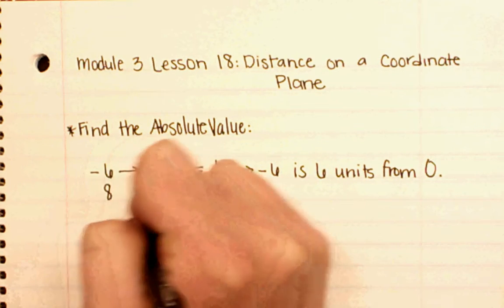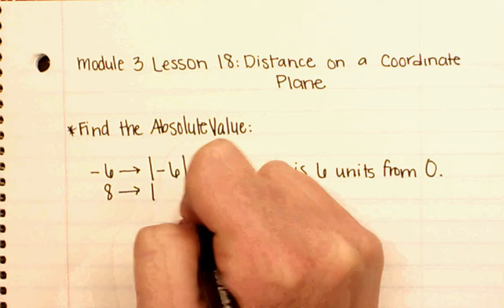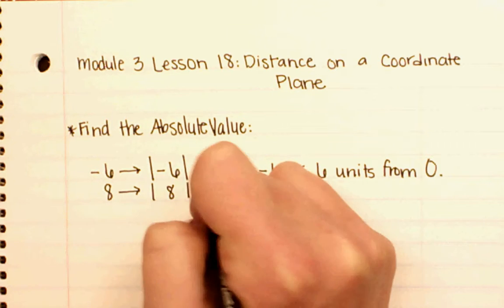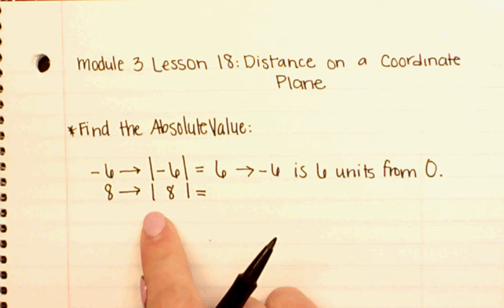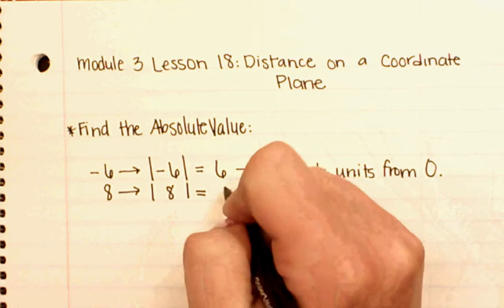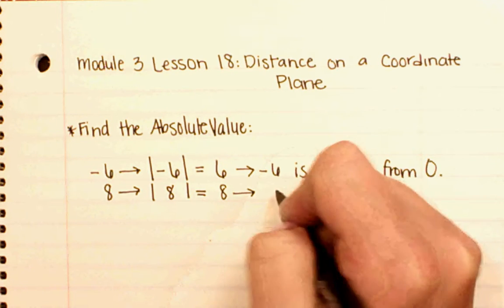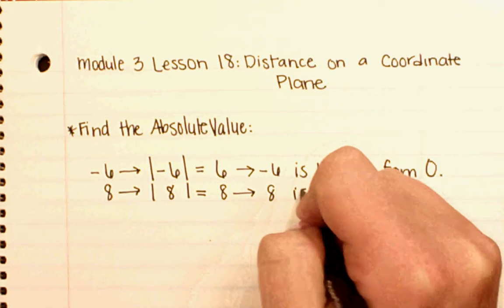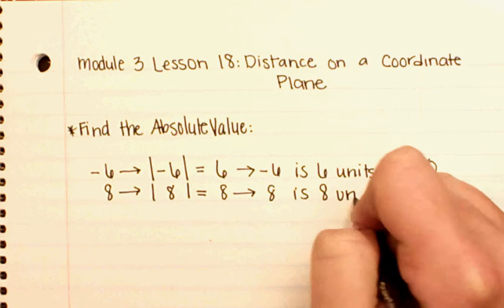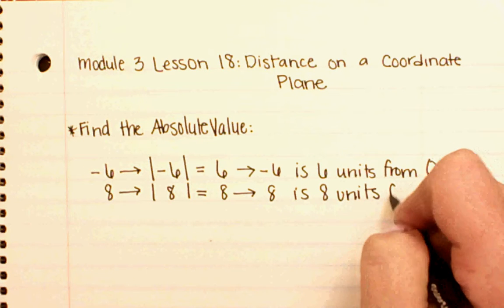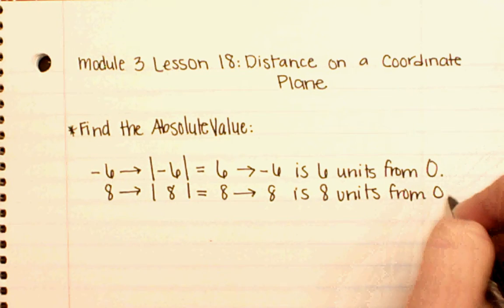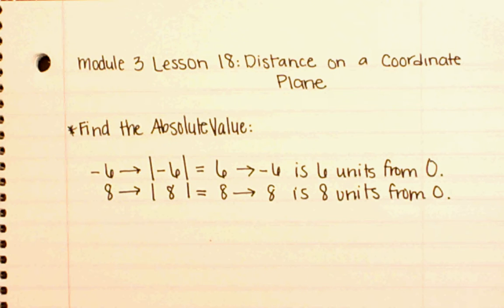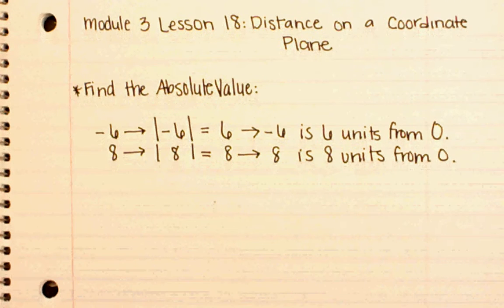If you have +8, you write it with the 2 straight brackets, and that says the absolute value of +8 is 8, because 8 is 8 units from 0. Doesn't matter which direction it is, as long as you just count the amount of units it is from 0. Now, today's lesson is taking the absolute value one step further on a coordinate plane.